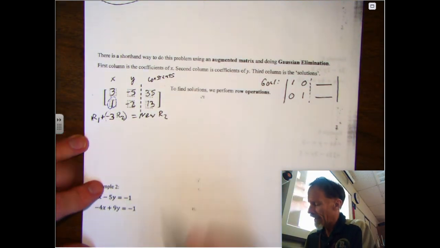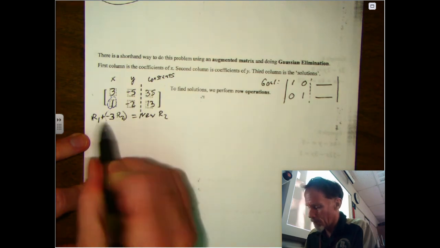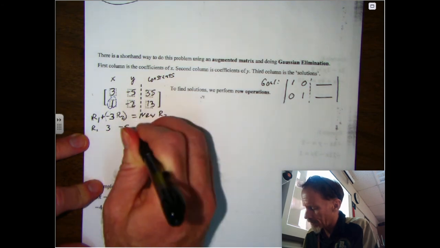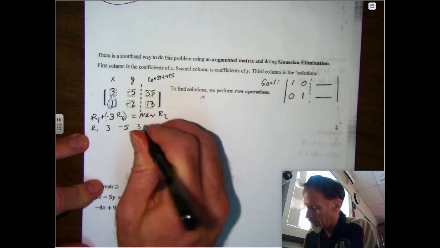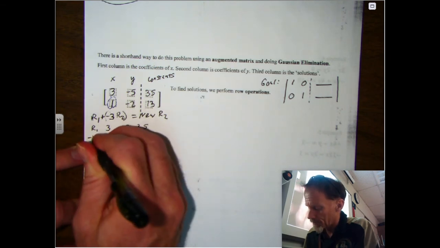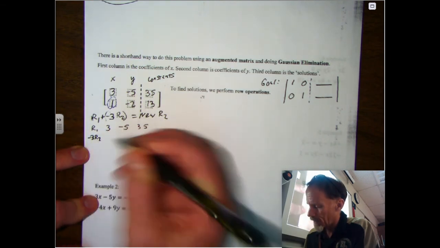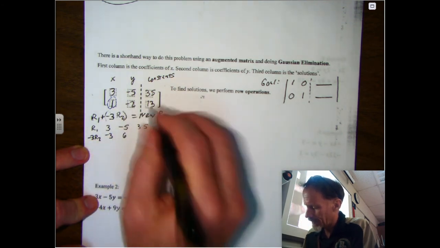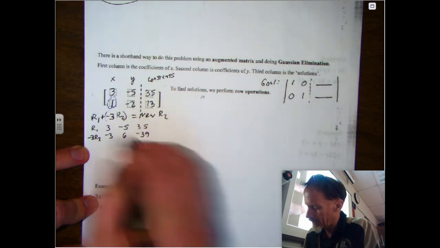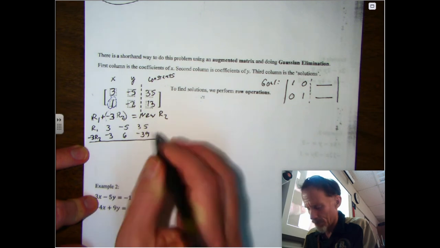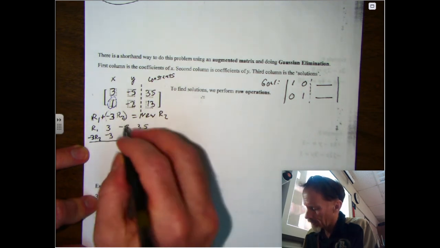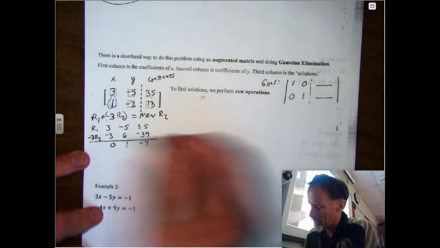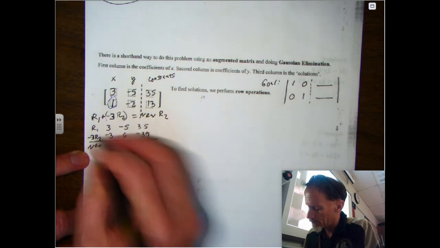Now I'm going to do this right below here. So row 1 is going to be 3. I'm not changing it. 3, -5, 35. And then my row 2, -3 times row 2. And again, the whole row. So -3, 6, and -39. Multiply -3 by everything. And then I'm going to combine those together. Just go right down each column. And that's going to be my 0 that I wanted. And that's a 1 and a -4. And that is my new row 2.